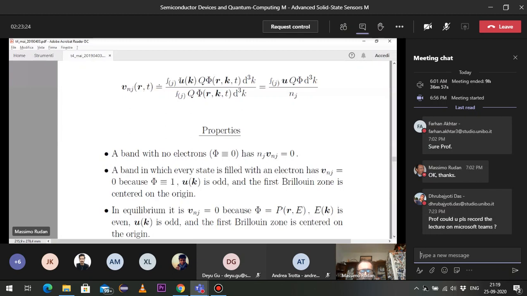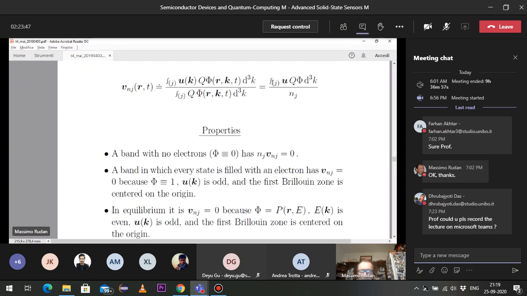Okay, this is interesting because it can be demonstrated that in all situations, the function u of k is odd. Odd means that u of minus k is equal to minus u of k. Okay, this is true in every situation. Doesn't really matter what is the form of u, okay? U is odd with respect to k.